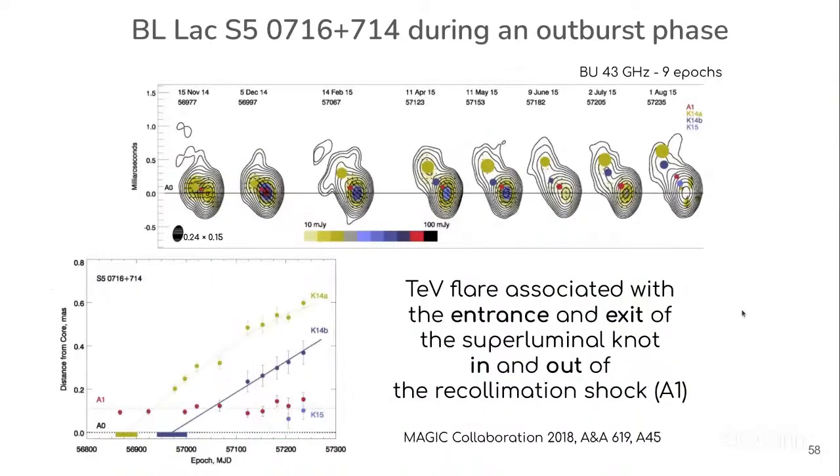Okay, so another similar case was found in this source that was found to flare on two separate dates, separated by 2 weeks, more or less. And from the VLBI image, they found that the TeV flares were associated with the entrance and the exit of a superluminal knot in and out of a recollimation shock. That was another component in the VLBI jet.